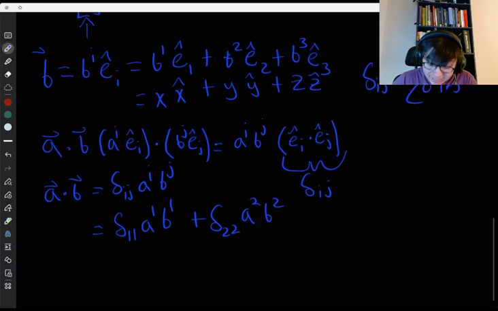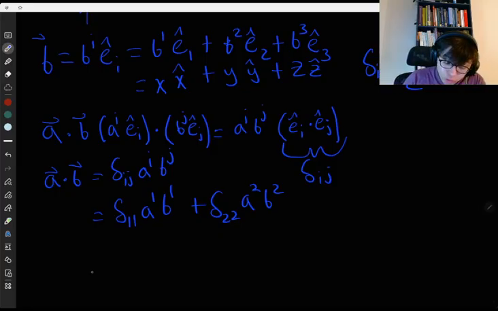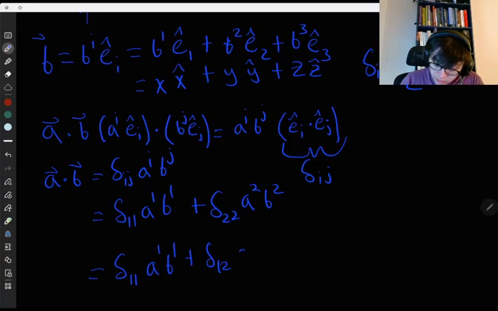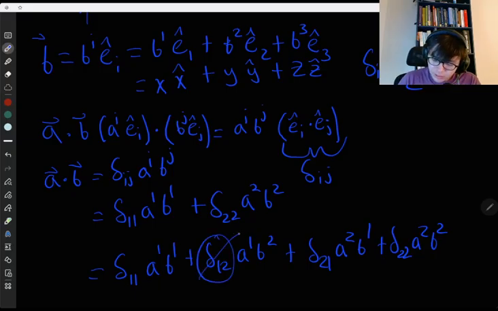So, technically, if we do this by the book, we write this really as delta_11 A1 B1 plus delta_12 A1 B2 plus delta_21 A2 B1 plus delta_22 A2 B2. That's really what we write out. But what do we know? We know this is 0.